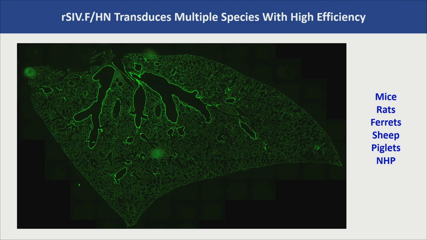But it still occurs to us, of course, animals are not people, and we've done quite a lot of work showing high efficiency in human tissues, and these have ranged from air liquid interface cultures through to nasal brushings and through to human lungs that were not suitable for transplantation.